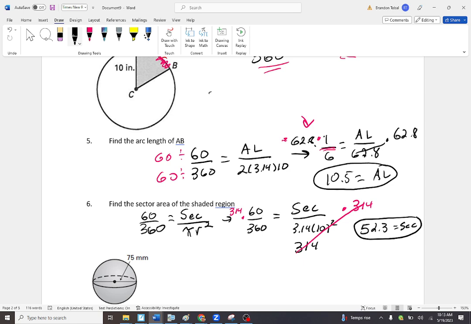Any other questions? Because this is, I would say, the more difficult part because this actually has setup. The arc length is 5.